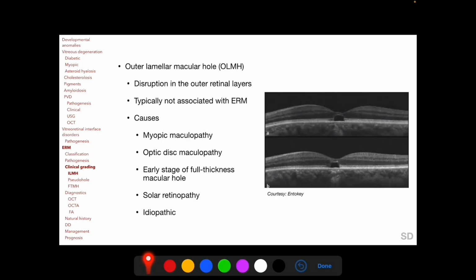To complete our discussion of lamellar macular holes, outer lamellar macular hole is the other type of lamellar macular hole, in which there is disruption in the outer retinal layers, and typically outer lamellar macular holes are not associated with epiretinal membranes or other vitreoretinal interface abnormalities. Causes of outer lamellar macular hole include myopic maculopathy and optic disc maculopathy, which, as we have discussed in the previous session, are causes of foveoschisis, as well as early stage of full thickness macular hole, and solar retinopathy, as seen here bilaterally in these two OCT images, or it may be idiopathic.